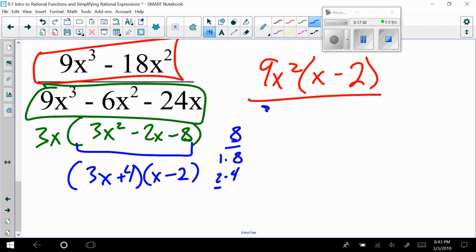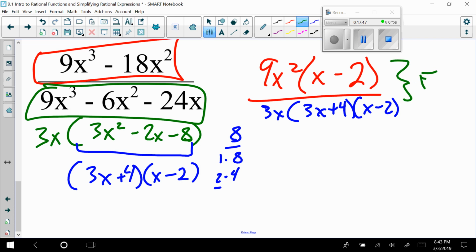Now this factors here, I'll put it on the bottom. The whole bottom now is this big long thing. This again is factored form. So I should take the time right now to do the excluded values.